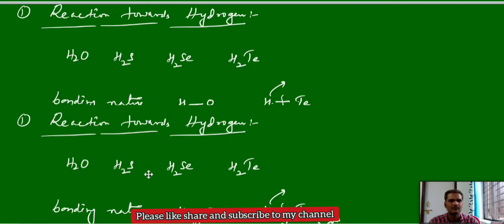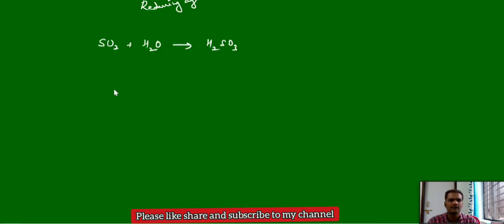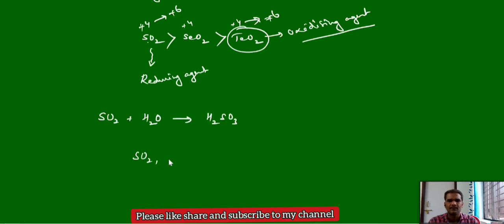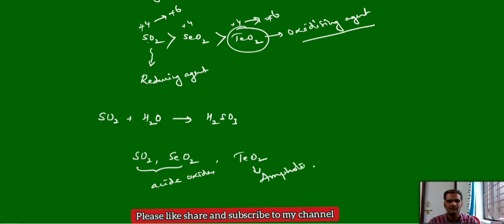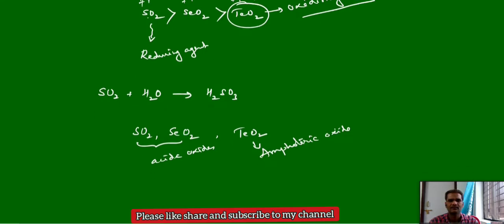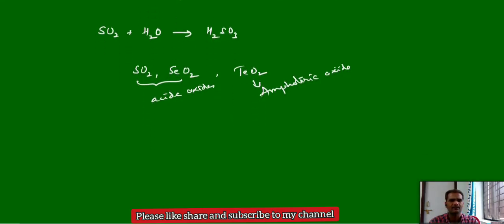And here, one more point: sulfur dioxide and selenium dioxide are generally acidic in nature, acidic oxides. But tellurium dioxide is amphoteric in nature. This is also very important, you should remember. So these are the few important points about dioxides.